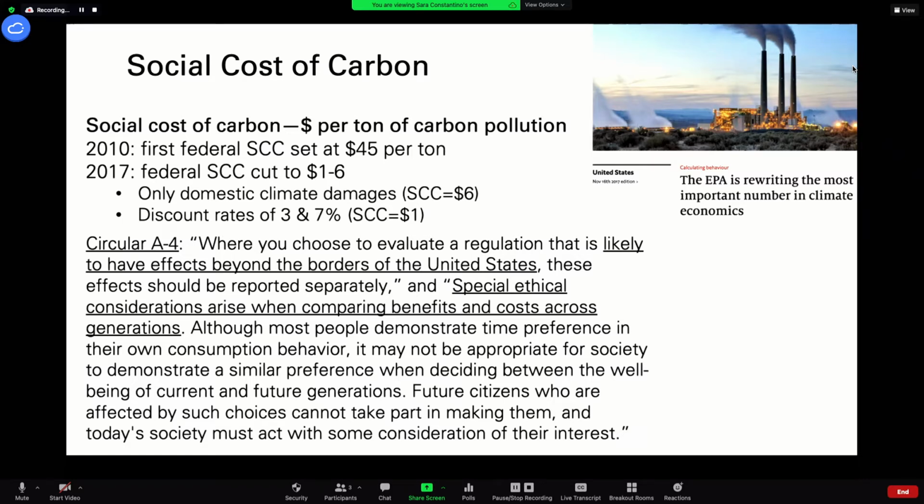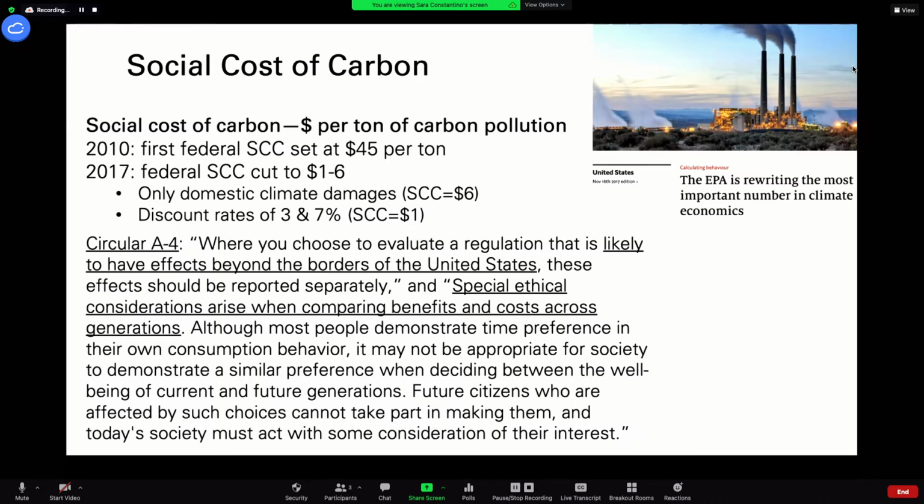And they did this in 2 ways. So they considered only domestic damages rather than global ones. So this limits the externalities they have to consider. They're no longer considering the externalities to the rest of the globe, to the rest of the planet. They're considering only the externalities, accounting for those costs in the United States. They also increased the rate at which we discount future benefits.